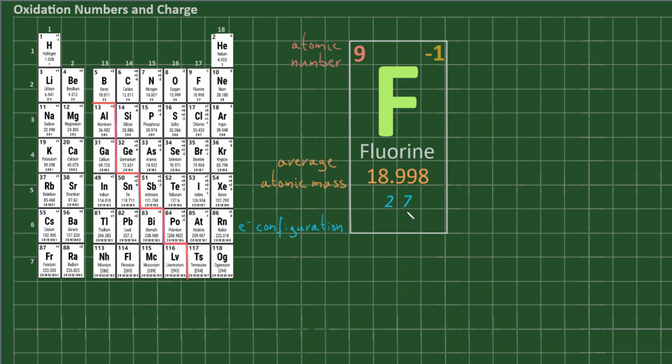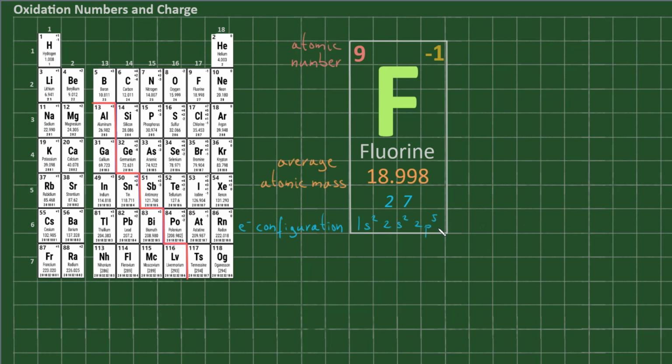Let me write out the electron configuration of fluorine. Fluorine has 9 protons, therefore 9 electrons. So I will have 1s2, 2s2, and 2p5. How does this relate to the numbers 2 and 7?